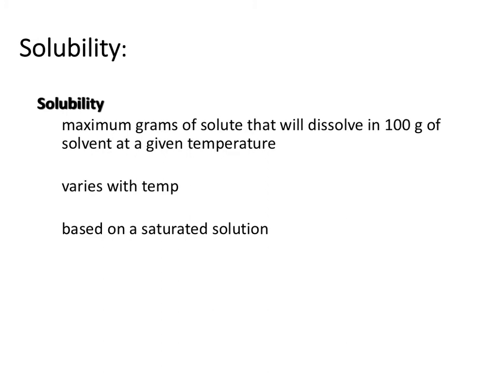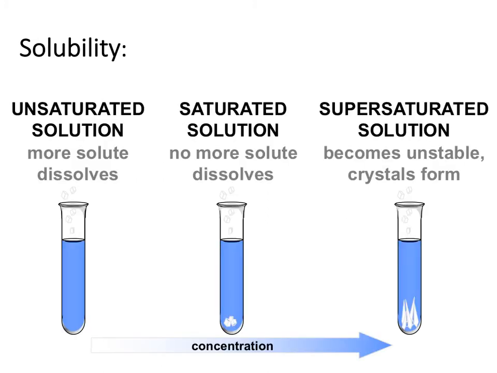Okay, and solubility generally varies with temperature, and the charts that we're going to look at are going to be based on something called a saturated solution. So let's go ahead and define what we mean by saturated solution, and then we'll look at our graphs. We have basically three solutions represented here: an unsaturated, a saturated, and a supersaturated solution.